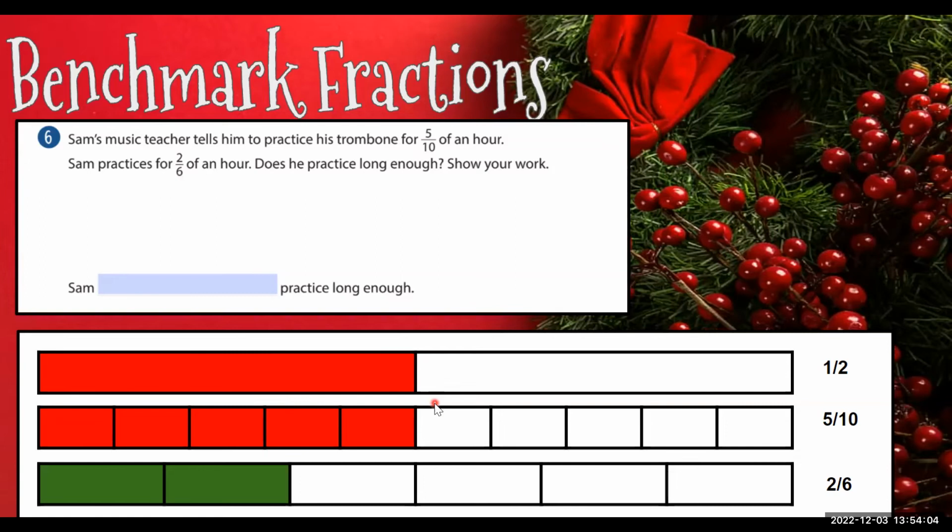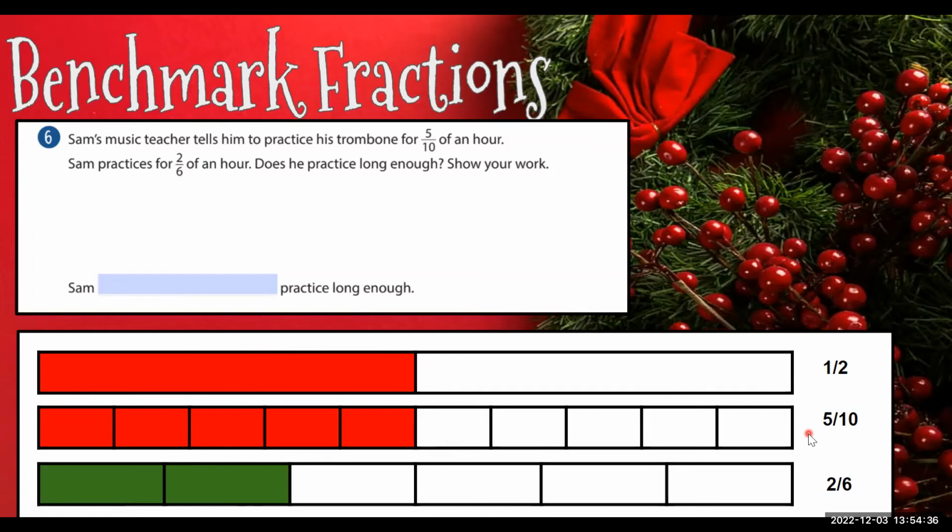And with that knowledge, knowing automatically that 5/10 is half, and knowing that 2/6 is less than half, students will be able to compare fractions quicker, faster, because they'll look at a fraction, identify the benchmark, and say, oh, that fraction is equivalent to half. But this fraction is actually less than half. So I know automatically that 5/10 is more than 2/6.